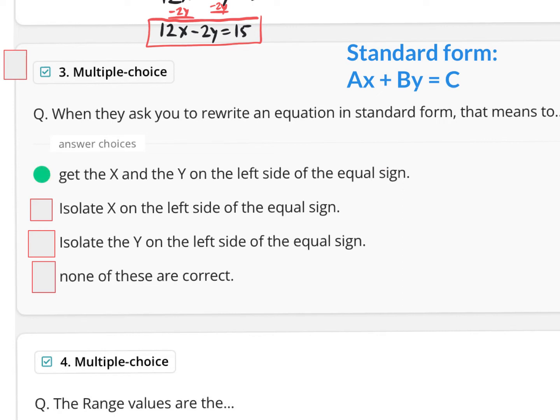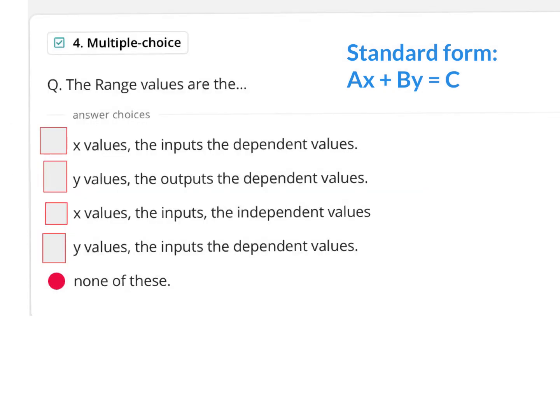How about these other ones? Isolate x on the left side? Nope. How about isolating y on the left side? No, that would be function form, getting y by itself. Nope. And none of these are correct. Obviously, that first one was correct. So that's the only one that's correct on this particular question. Let's move on. Whoops, I forgot to cover up this one. Obviously, we know that one of these is correct. This one says none of these are correct, and that's not the right answer.